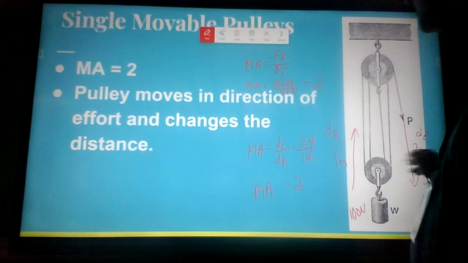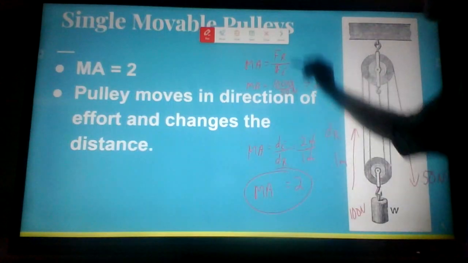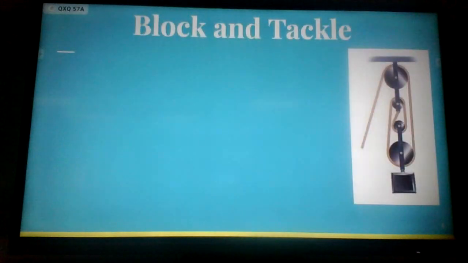So whether we use the distances or the efforts, calculating those correctly will give us a mechanical advantage of 2 with a single movable pulley. The pulley moves half the distance of the pull on the rope. The weight will move up half the distance of the rope that we actually pull. And that's going to allow a mechanical advantage of 2. So using an extra pulley makes the work easier to do by increasing the mechanical advantage. And it turns out the more pulleys we use, the higher the mechanical advantage, the easier it is to lift the object. Ready? A block and tackle.